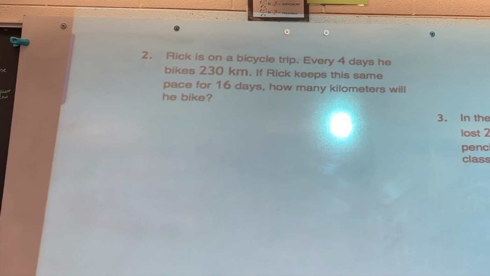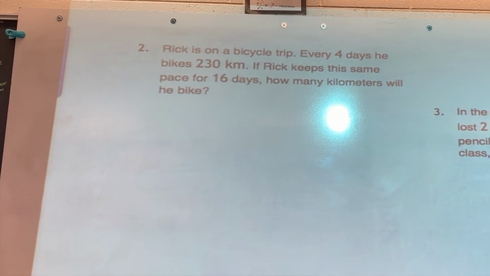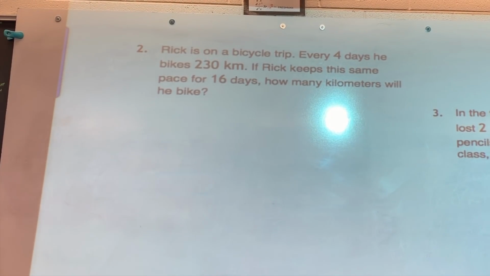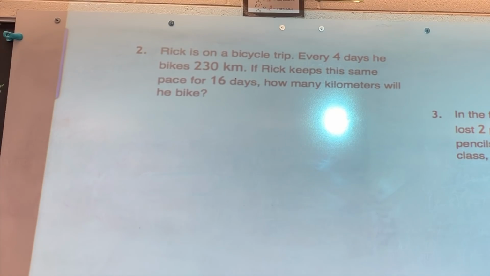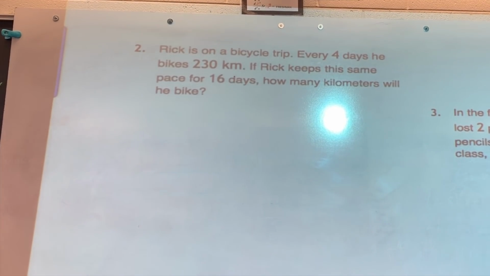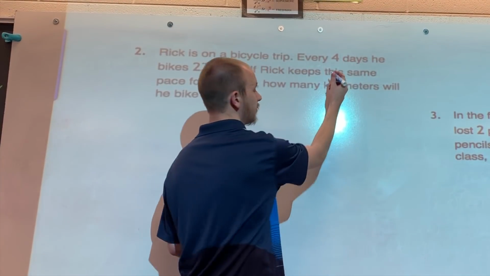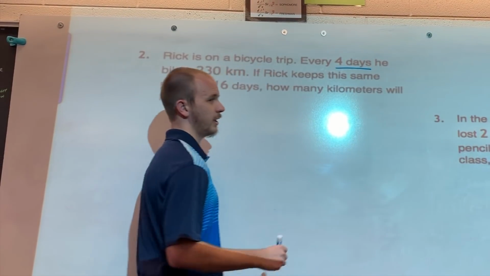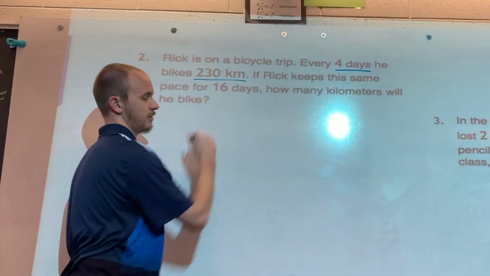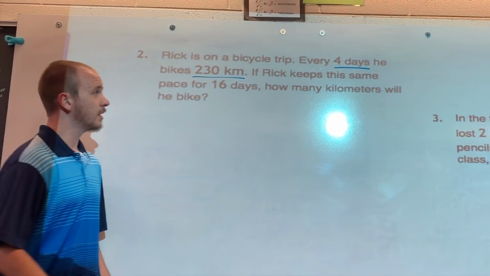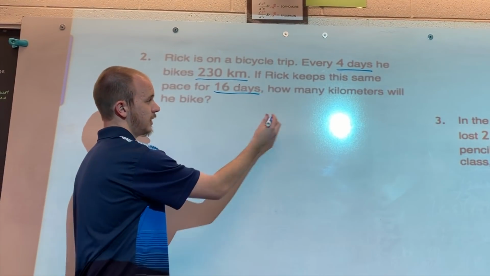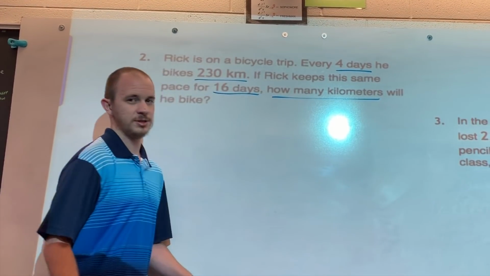Example 2. Rick is on a bicycle trip. Every 4 days he bikes 230 kilometers. If Rick keeps the same pace for 16 days, how many kilometers will he bike? So again, setting up our proportion. He's riding for 4 days and travels 230 kilometers. Now if he goes for 16 days, how many kilometers is he going to go?